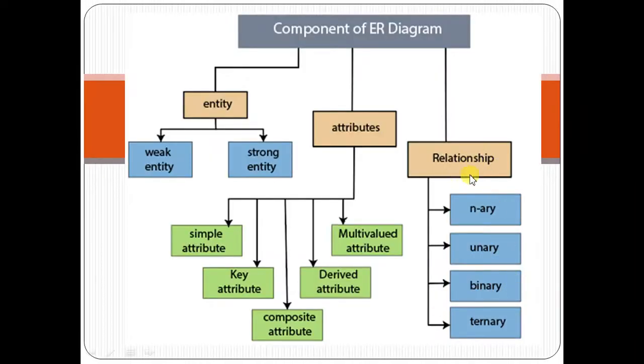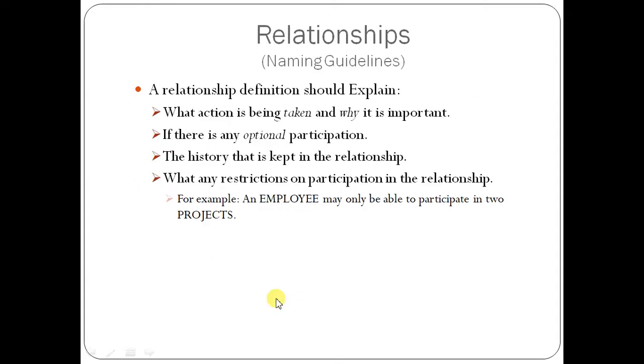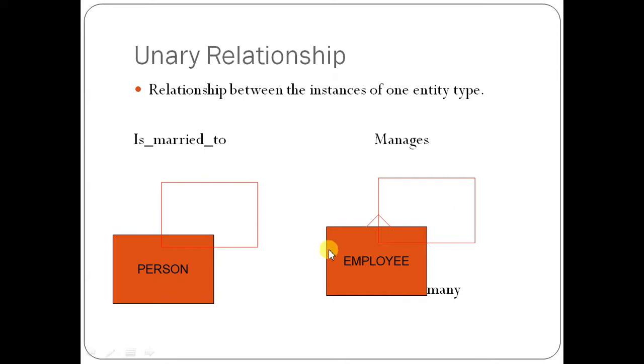So what is a relationship? A relationship is an association between two or more entities. Basically it is of three types: unary, binary, and ternary. Unary means only one type of entity is involved. For example, in a department there can be many employees. Out of those employees, one of them can be manager. So manager is also an employee and others are also employees. So an employee can manage many employees.